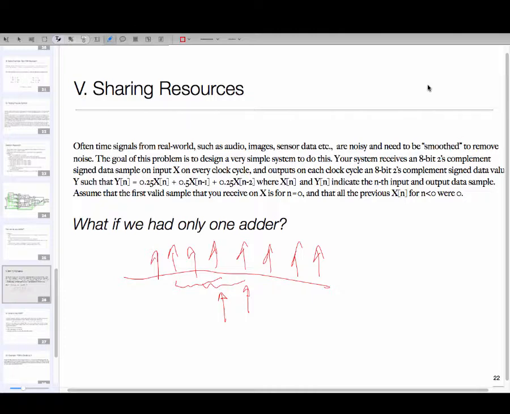If I had given you 2 adders, you could have created a combinational circuit which would look like the following. One adder would have taken xn divided by 4. The other adder would have taken xn minus 1 divided by 2. I would have fed this into another adder, which would have taken xn minus 2 over 4. This would be my combinational circuit, and every clock tick I could have processed and gotten a value of y. But I gave you only one adder.